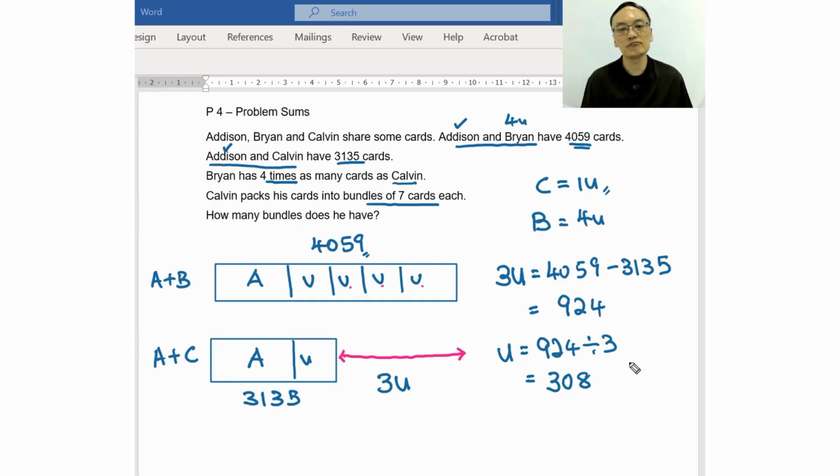So the next thing is, now that we find the value of 1 unit, we need to find how many bundles does Kelvin have. So Kelvin, he has 1 unit. We already found out that his 1 unit is actually equals to 308. Now this 308 is packed into bundles of 7. So next we need to find out how many bundles there should be. Okay, number of bundles.